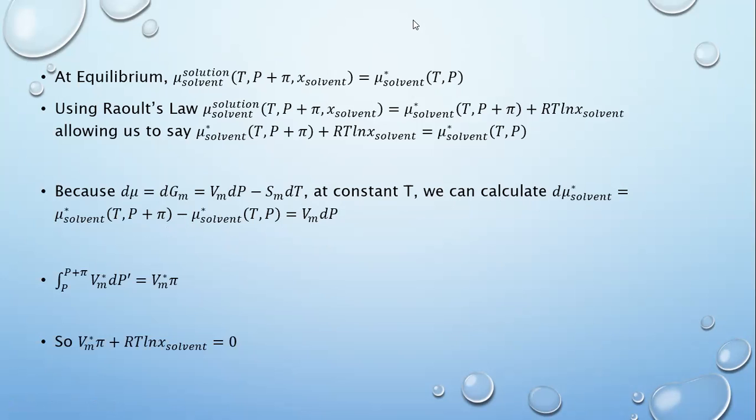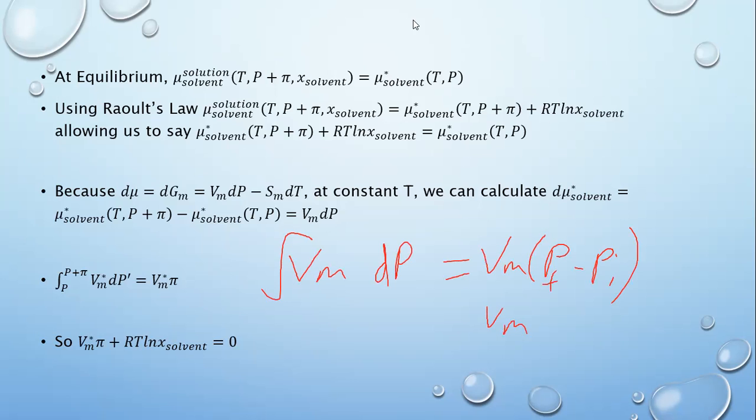Okay. So that just becomes Vm dp. We integrate that, it becomes Vm times PF minus PI. And if we're going from P to P plus pi, the two pressures drop out and you get Vm of the pure solvent times pi. And so we're essentially saying that Vm times pi equals negative, what?